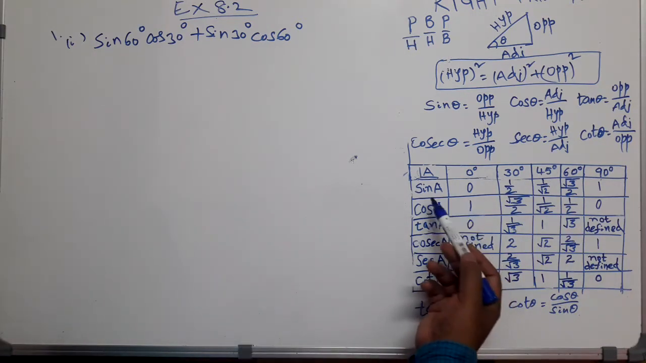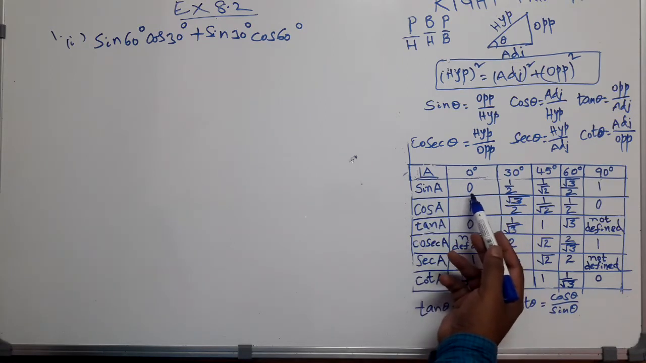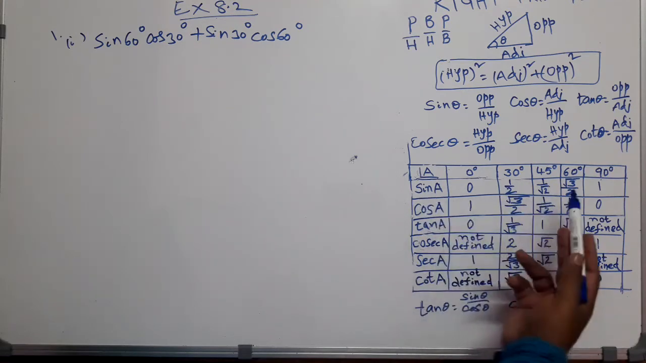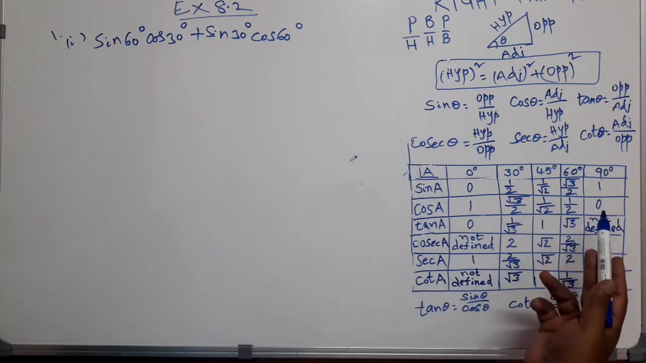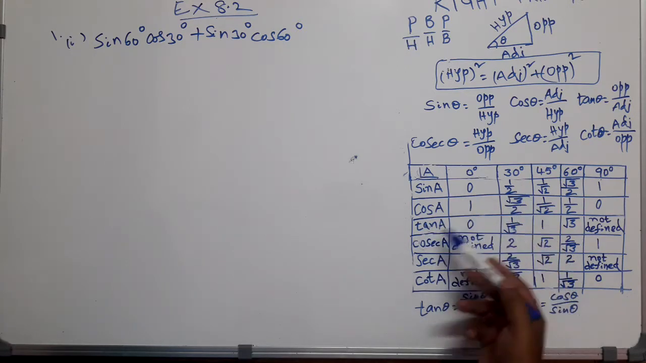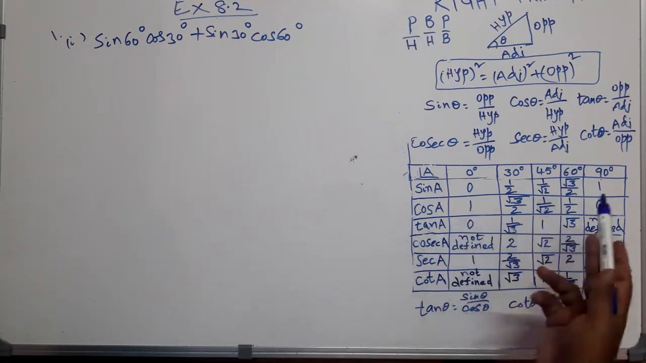See, sine values. Sine 0 degrees is 0. Sine 30 degrees is 1 by 2. Sine 45 degrees is 1 by root 2. Sine 60 degrees is root 3 by 2. Sine 90 degrees is 1. In the same way, cos 0 degrees is 1. Cos 30 degrees is root 3 by 2. Cos 45 degrees is 1 by root 2. Cos 60 degrees is 1 by 2. Cos 90 degrees is 0.